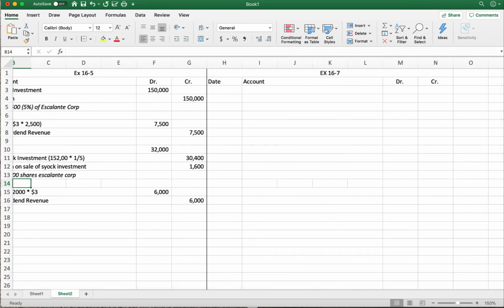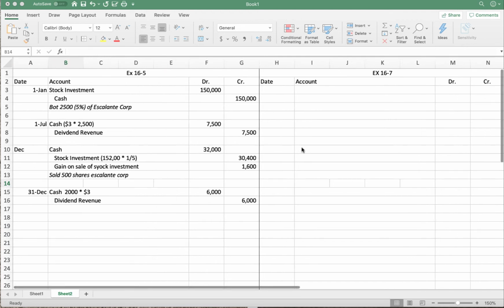If you look at 16-7, that's on page 715. They tell us that on July 1st, Zabel Corporation purchased a 25% equity in Helbert Corporation for $180,000. Stop right there. 25% says that we have significant influence. We need to use the equity method. So I wanted to put them next to each other so visually we could see what journal entries we need to do, okay?